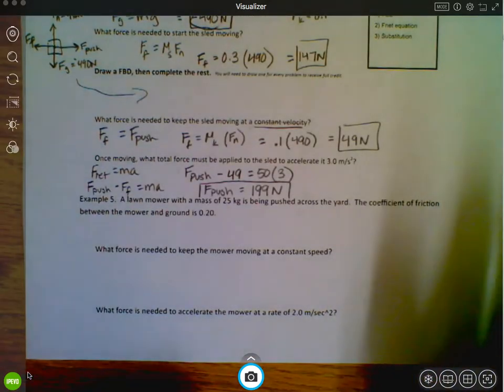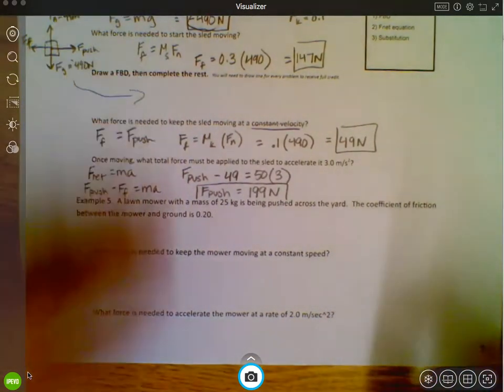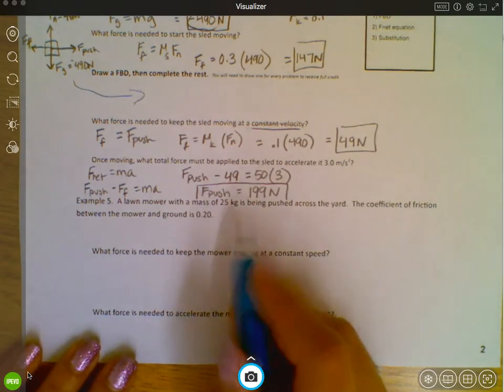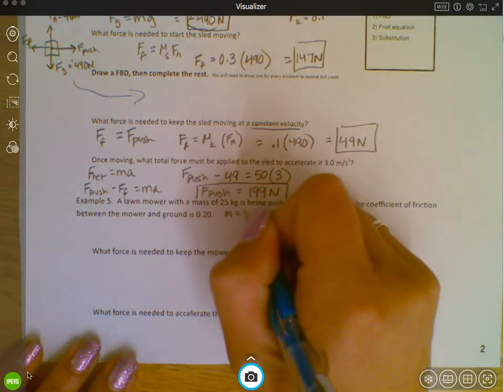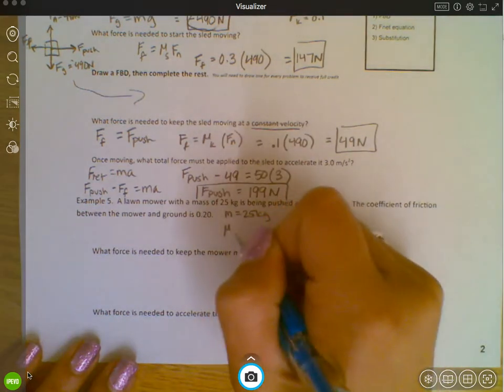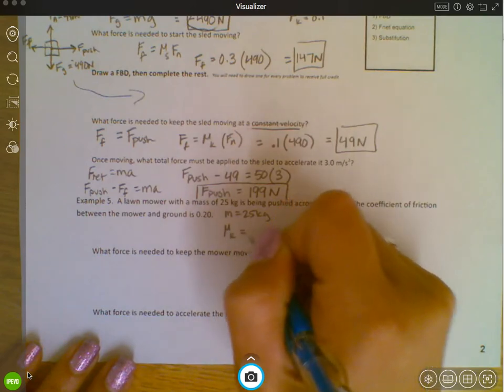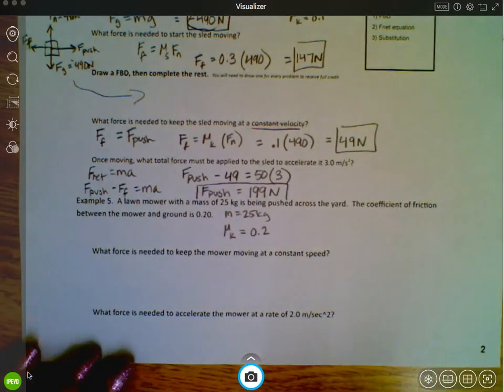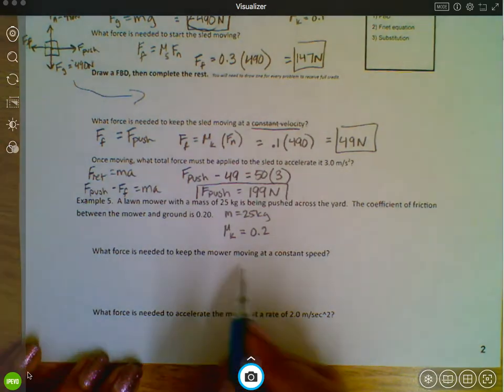Okay. All right, last problem here. Example 5. A lawnmower with a mass of 25 kilograms, so I'm going to write that down, being pushed across the yard. The coefficient of friction between the mower and the ground, I'm assuming it's moving, is 0.2. What force is needed to keep the mower moving at a constant speed?